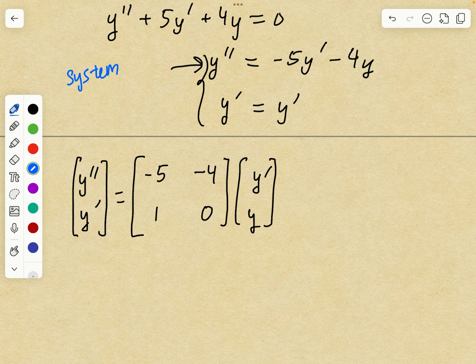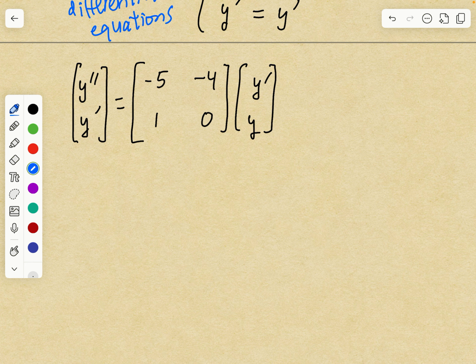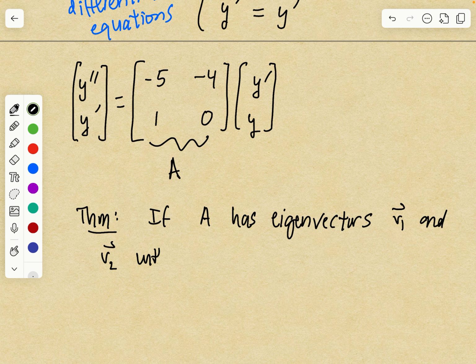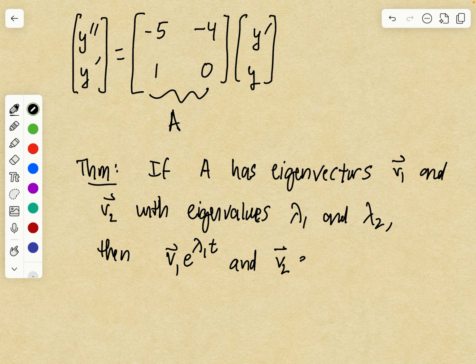This is a system of differential equations, which I can write using matrices like this. So let's call this matrix A. And there's a general theorem that says that if A has eigenvectors v1 and v2 with eigenvalues lambda 1 and lambda 2, respectively, then v1 e to the lambda 1t and v2 e to the lambda 2t are solutions to this equation.